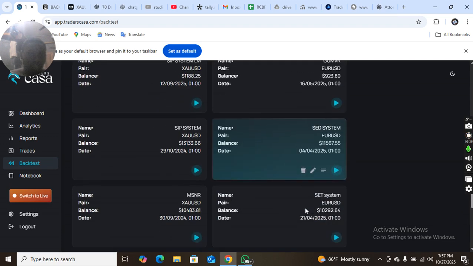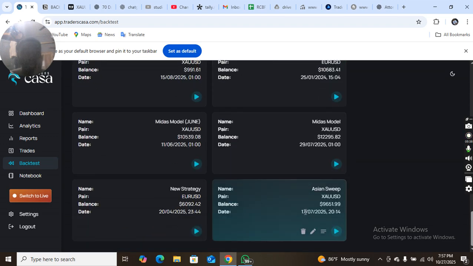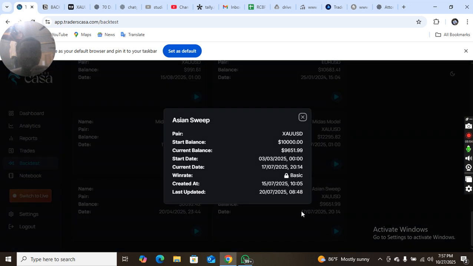I see a lot of strategies I've even deleted, because I test strategies a lot, looking for that one mechanical model that I can trade and familiarize myself with. So just working on it. Let's go to the statistics right here.